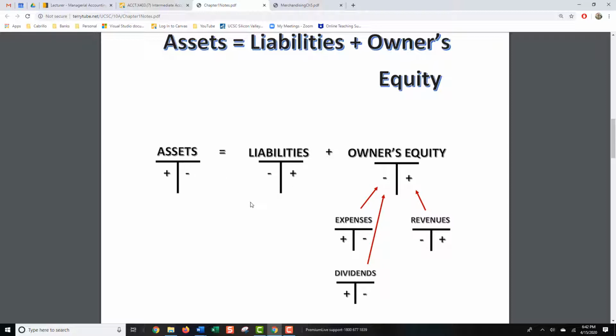Where do we go from here? The accounts that affect owner's equity by operating, which makes owner's equity go up or down: revenues make owner's equity go up because you operate your business and revenues provide more money. Expenses make it go down, and dividends, or if you're a sole proprietor, drawings, make owner's equity go down.